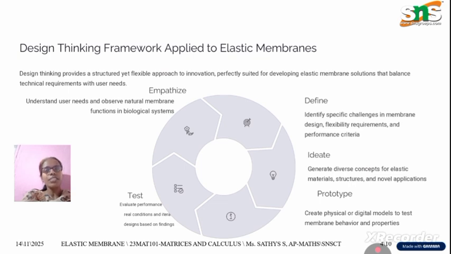The first stage is empathize. Here we need to take the user's perspective, understand the user needs, and observe how natural membranes function in biological systems. The next stage is define, where we narrow down the problem statement. We need to identify the specific challenge in the membrane design, for example flexibility requirements and performance criteria, which is the main problem we need to solve.